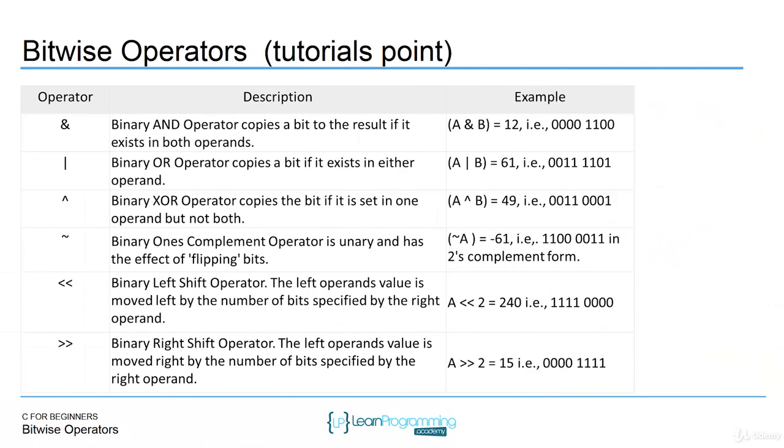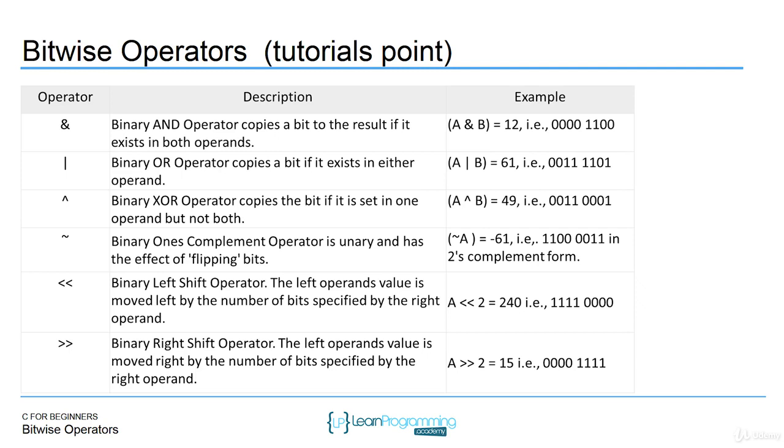Okay, so the bitwise operators are summarized here. Again, another nice table I got online, but they look similar to logical operators, so again, don't confuse them. The ampersand by itself is a binary AND operator. What this is doing is copying a bit to the result if it exists in both operands. So if both of them are true, then it's going to copy a bit.